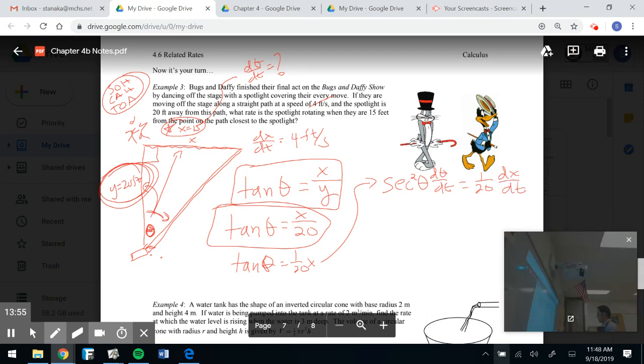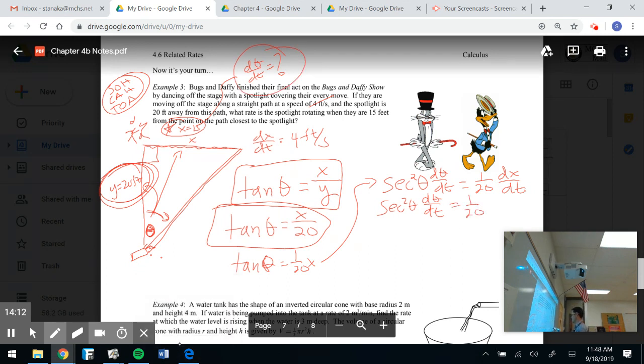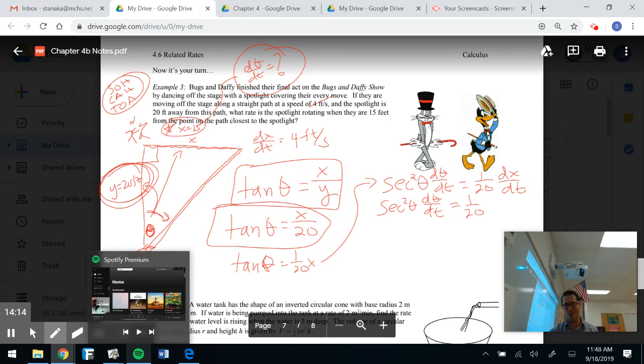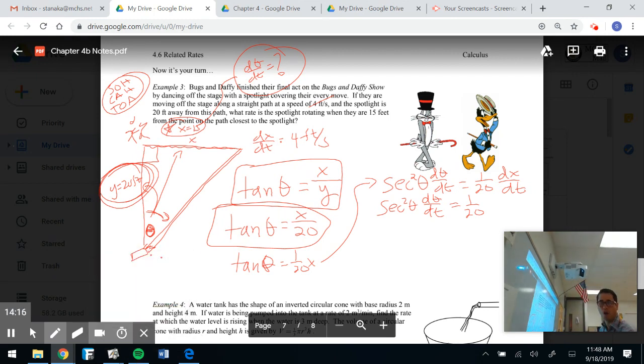Now, since I found the derivative, let's plug some stuff in and see if we can get an answer for this, okay? We have secant squared of theta. I don't know what d theta dt is, right? Because that is what I'm trying to find. But I do know what x is. Oh, I can't even put an x in anywhere. How does that help me out? But I do know what dx dt is. So I can put a 4 in there. Oh, sweet, that becomes a 1/5.